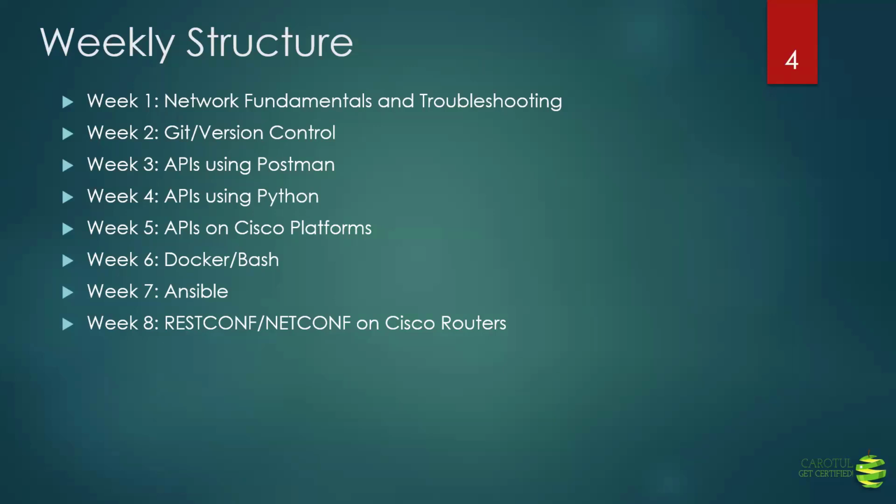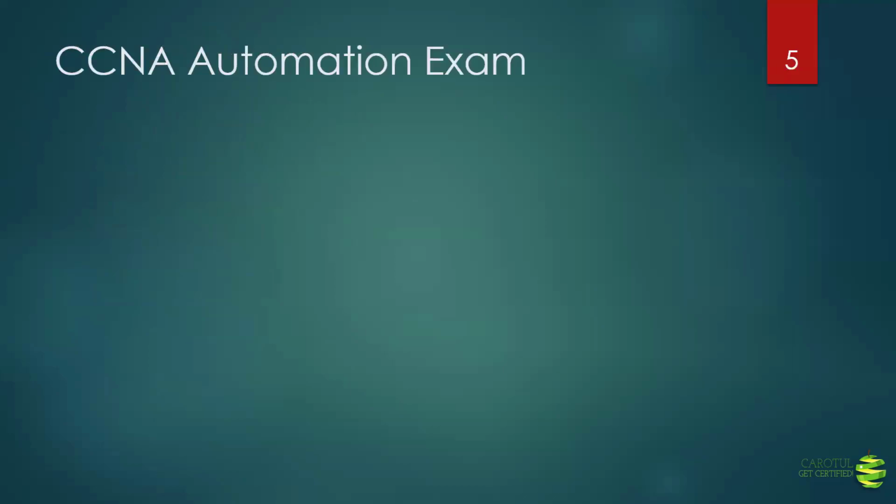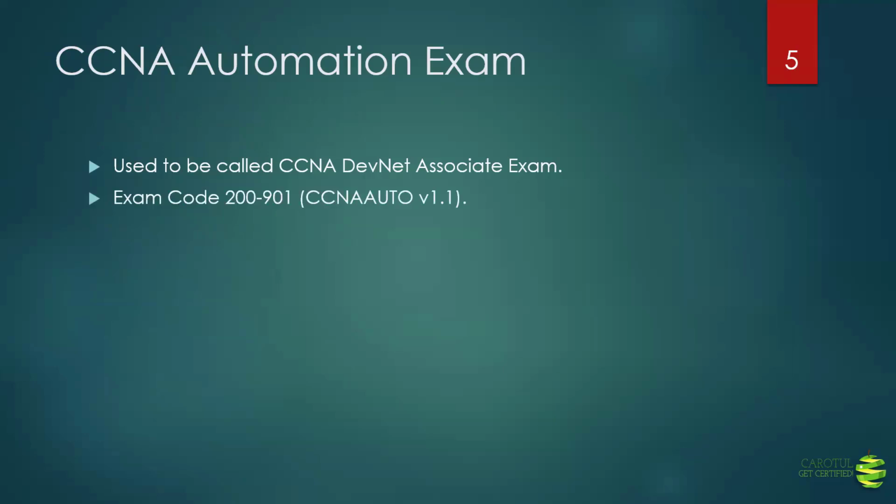So speaking of the exam itself, what exactly is the CCNA Automation exam? As I was mentioning earlier, to answer Gary, it used to be called the CCNA DevNet Associate exam. Now they have rebranded it as CCNA Automation. The exam code remains the same. DevNet Associate had the exam code 200-901. It's the same one, and now they're calling it CCNA Auto version 1.1. So currently version 1.1 is active.